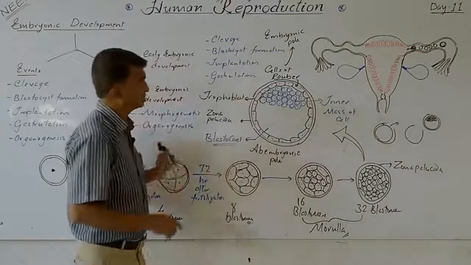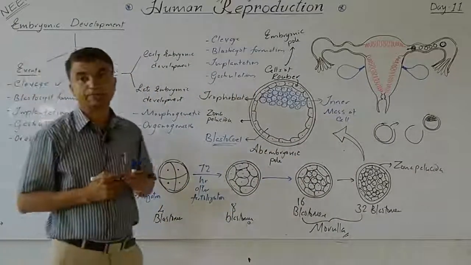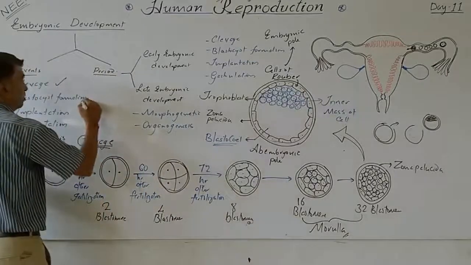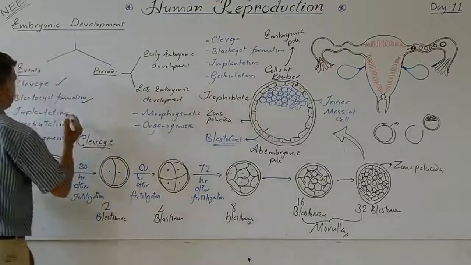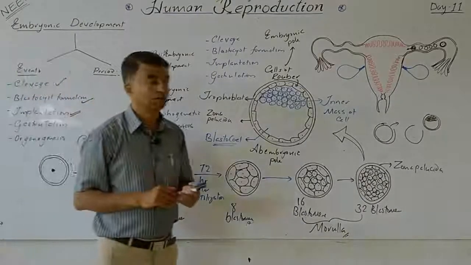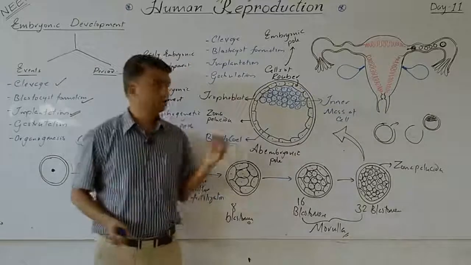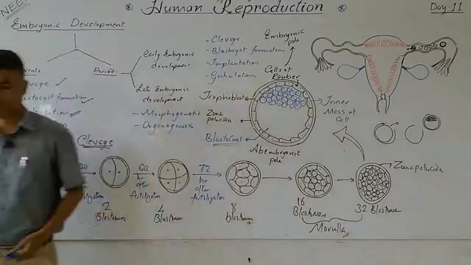Clear? So this is about cleavage, which is the first event of embryonic development. Next is blastocyst formation, which we also covered. Implantation we are going to cover, then gastrulation. So this is only about cleavage. With a short pause we will continue to the next topic.